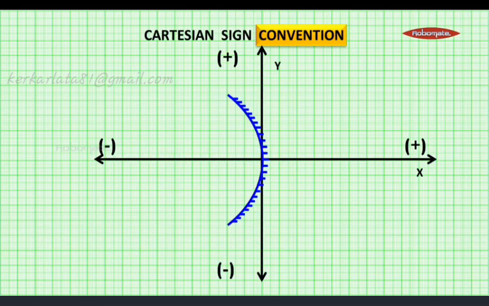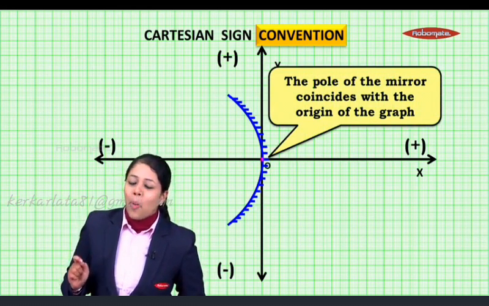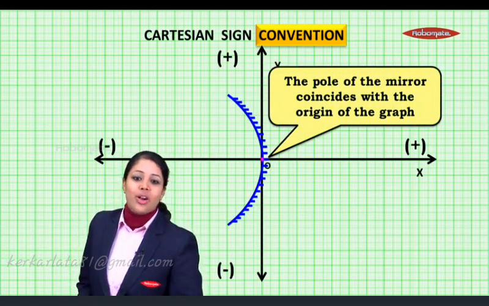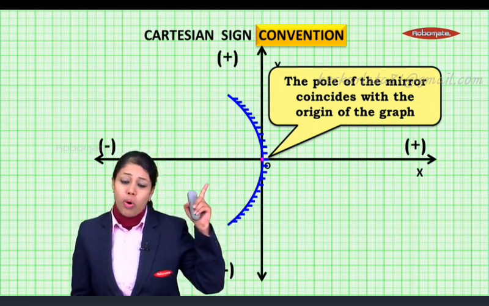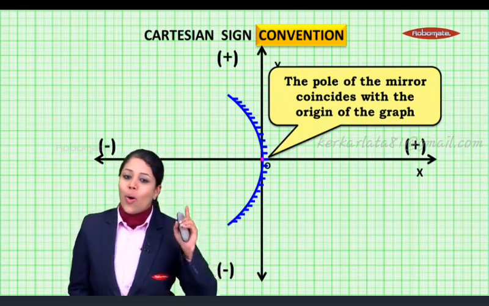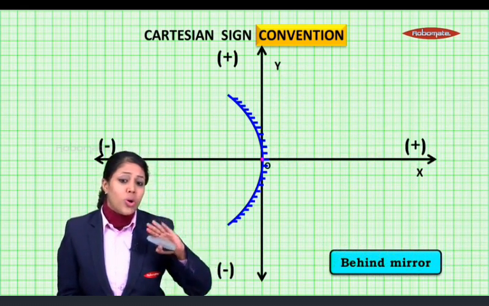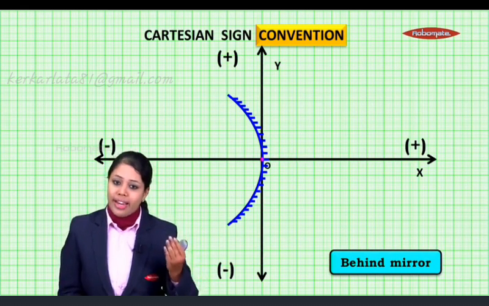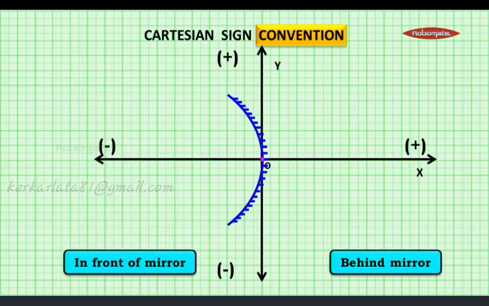Now students, I place the mirror in such a manner that the pole of the mirror coincides with the origin of the graph. So I can call this the pole, or I can also call it the origin. Next, this is behind the mirror, so the opaque side is behind the mirror and the reflecting side of a concave mirror is in front of the mirror. Then we all know C stands for center of curvature and F stands for focus.